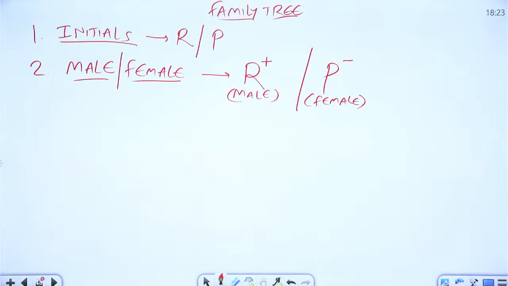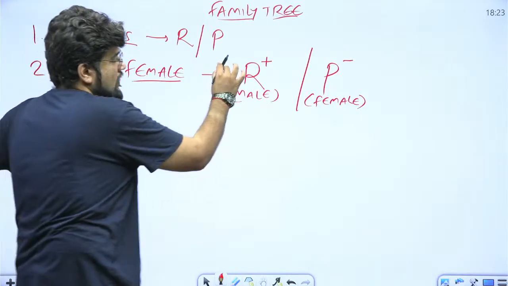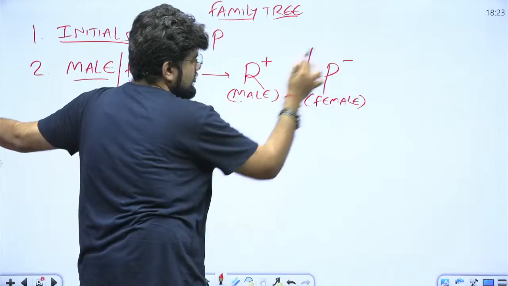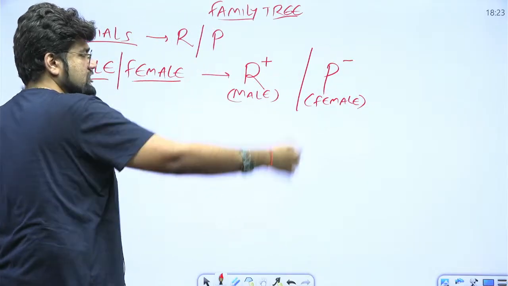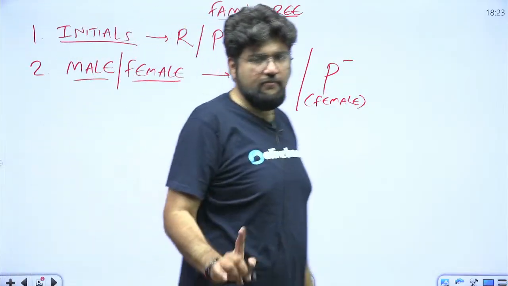When you are reading the question, it will be clear to you that this is a male and this is a female. Now a lot of people draw a square around Rahul and a circle around Priya. So Rahul square means a male, circle means a female. But there will be a problem with that.